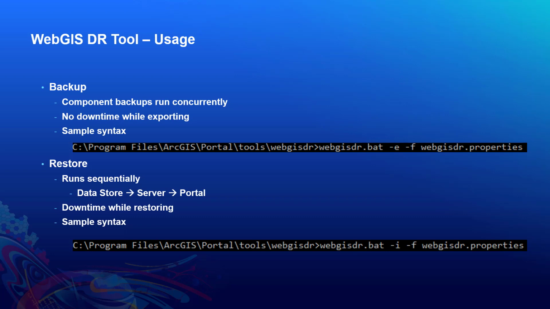When you're ready to run the restore, it's going to run sequentially. First it'll restore the ArcGIS data store, next it'll restore server, and then finally it'll restore portal. There is going to be downtime while restoring, so you won't be able to access the deployment until the restore is complete. The syntax to restore a backup is very similar to creating a backup. Instead of the export argument, it's going to be import or -i.